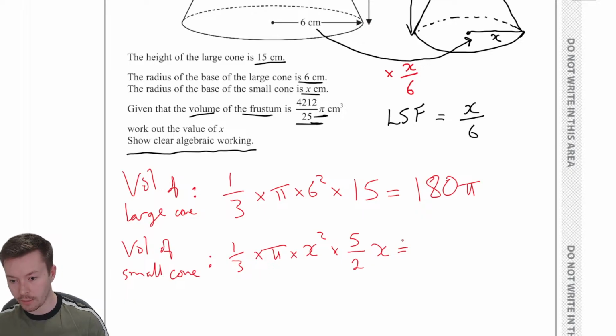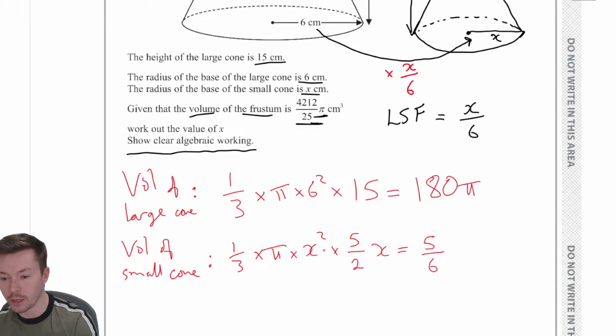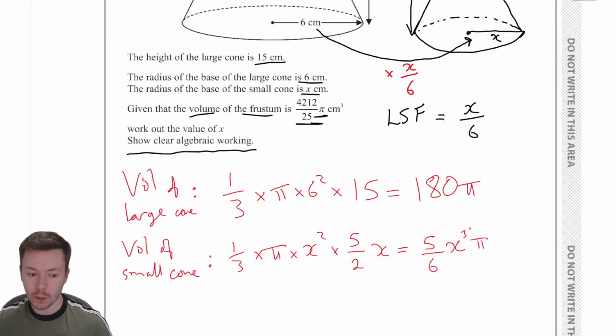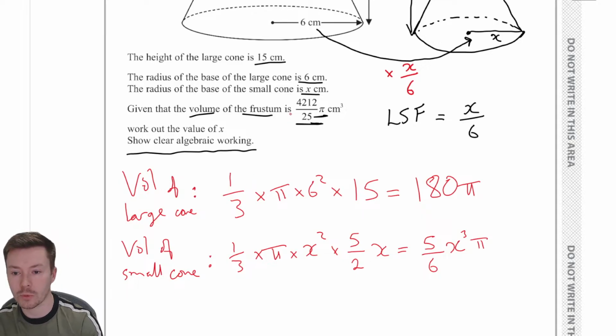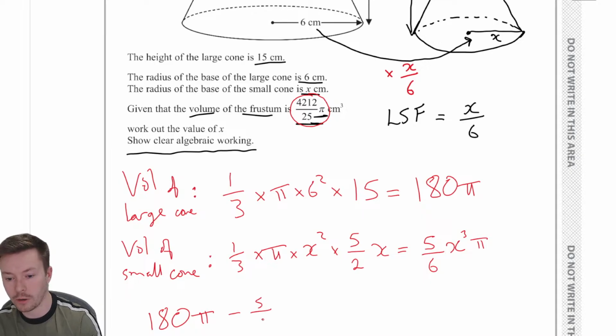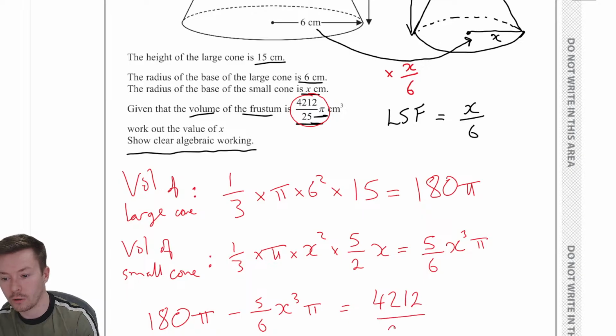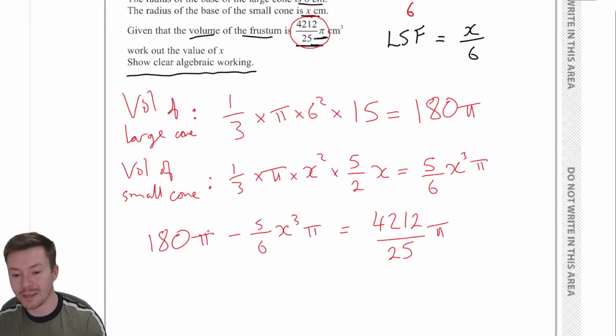So third times pi, and then we've got times 5 over 2. I'm going to put that in the calculator, because the rest is going to have to be algebraic. So that is 5 over 6 pi, but I've got x squared times x, so that's x cubed pi. Now, if I subtract those two from each other, that has got to be equal to this. So 180 pi minus 5 over 6 x cubed pi, and that's equal to 4212 over 25 pi.